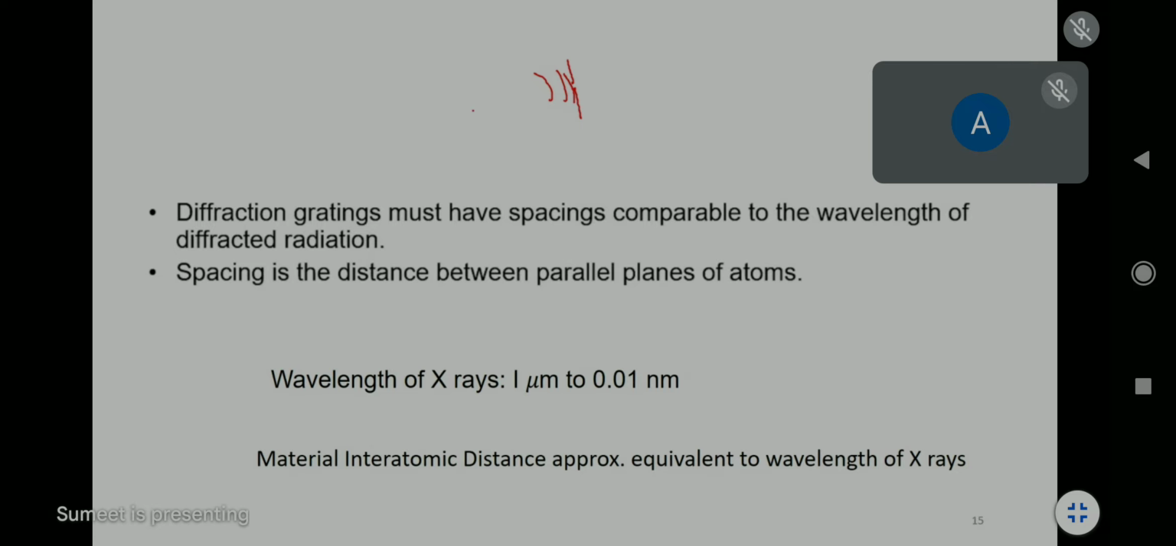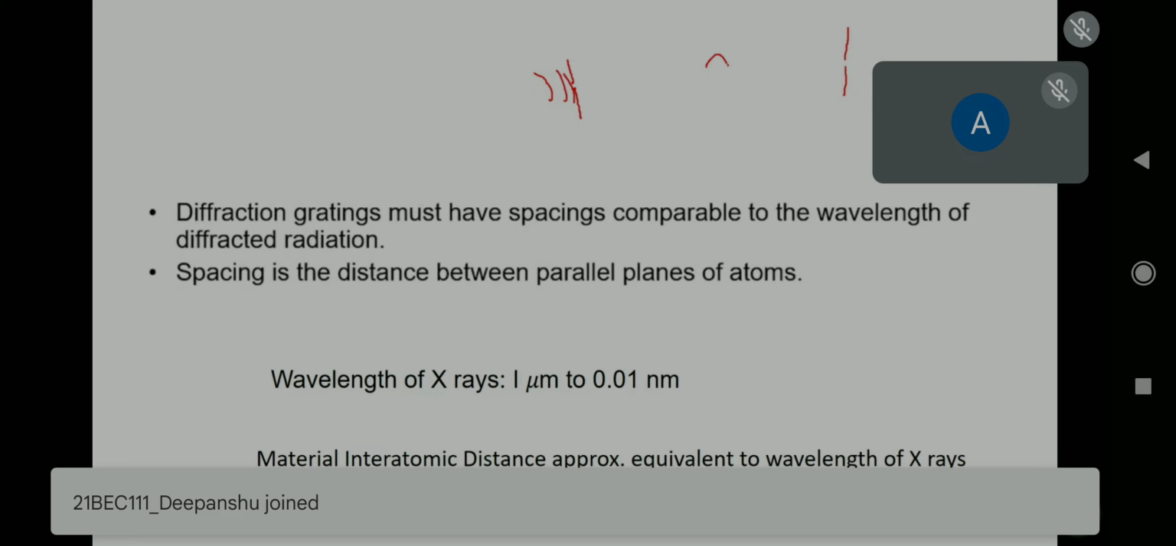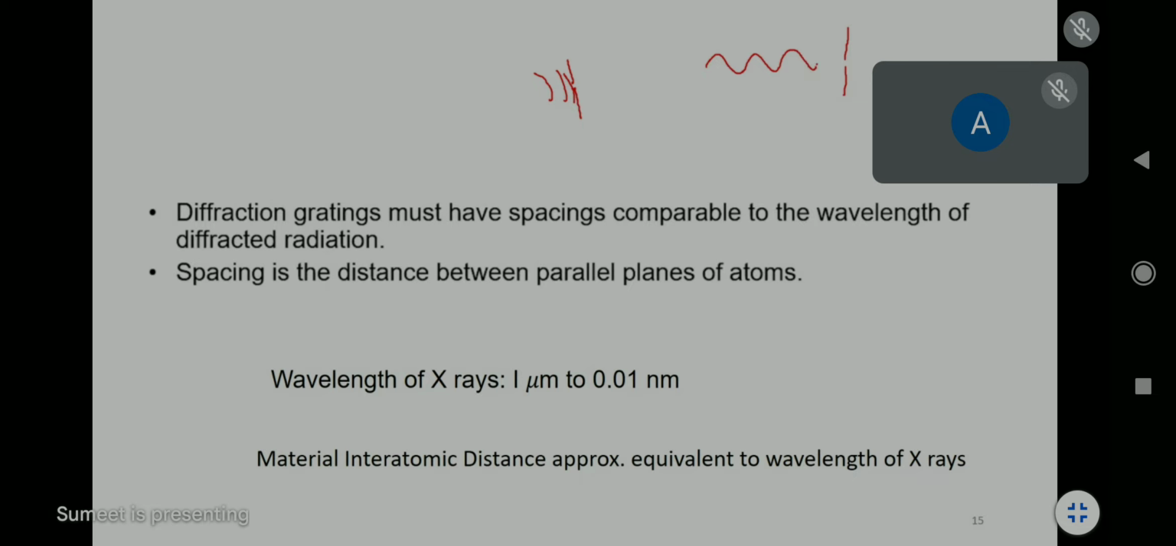Means if I have this slit, and I'm sending a wave from here, the wavelength of this wave should be comparable, equivalent, to the size of this hole. If it is comparable to the size of this hole, then only this diffraction will occur. Okay, so this is the slit experiment.